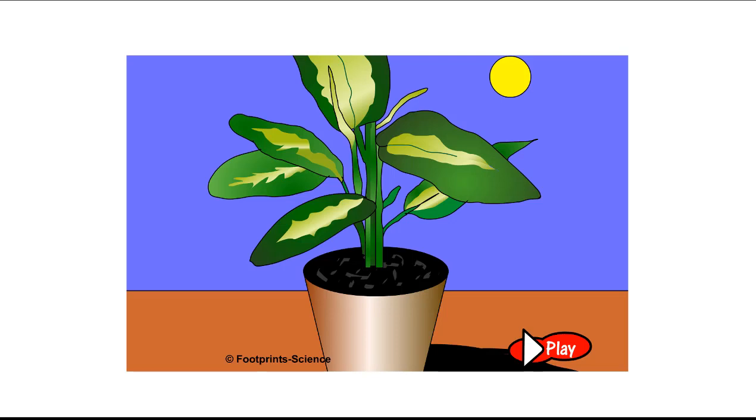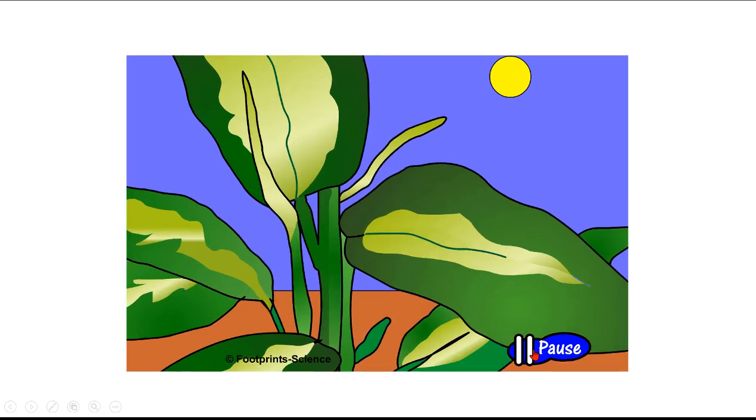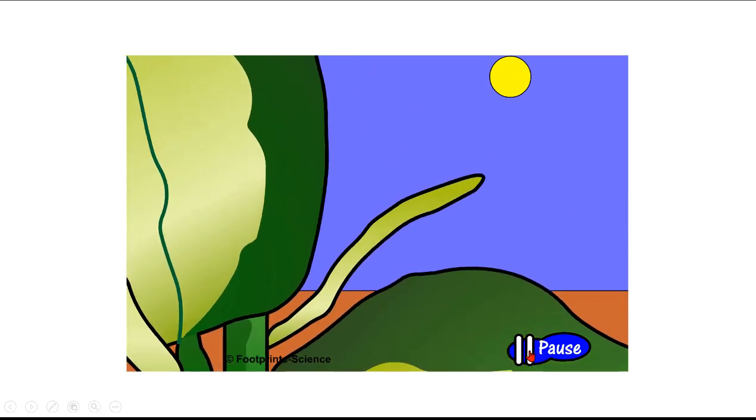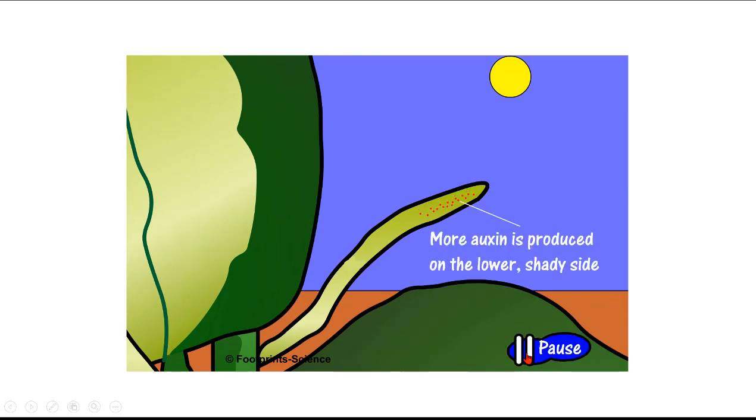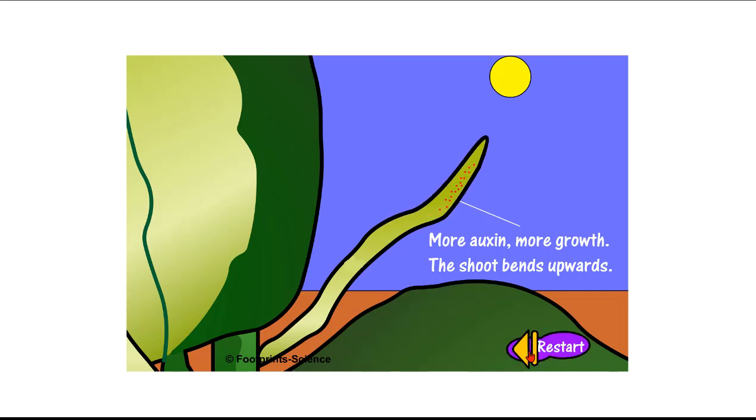So this animation just shows this in real life. So here we have a plant with the sun, and here is a little shoot. So the auxins are produced at the tip, they diffuse down the shoot, but the auxin travels to the shady side or the dark side. At the dark side it causes more growth, so in this case the shoot bends upwards towards the light.